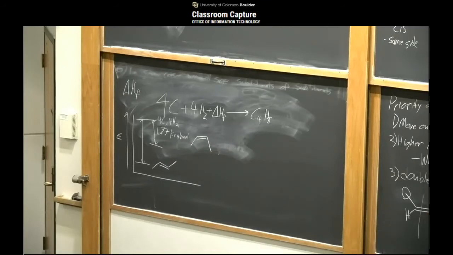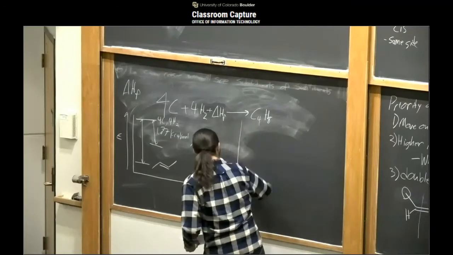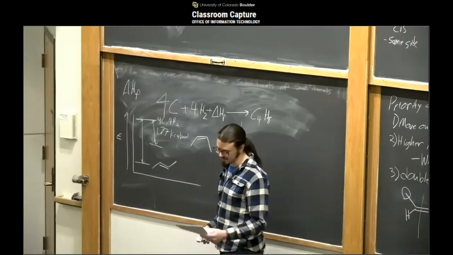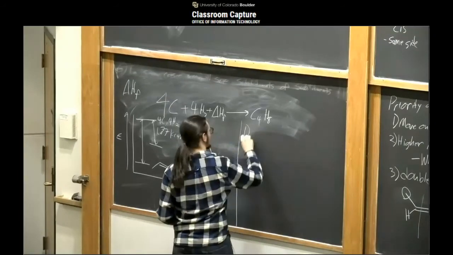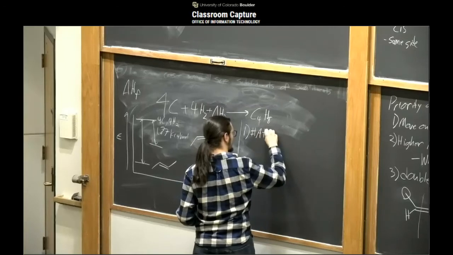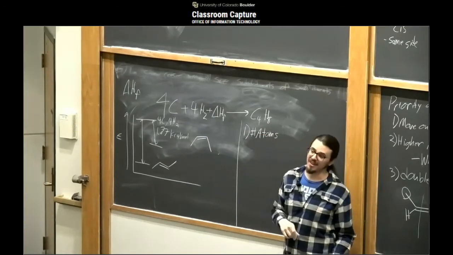So the overall factors that impact how stable a molecule is, for the delta H of formation of alkenes, is going to be the number of atoms in it, so a bigger molecule is going to have a bigger delta H of formation.